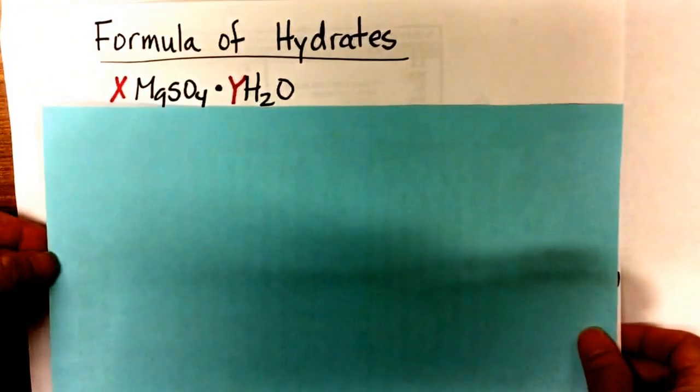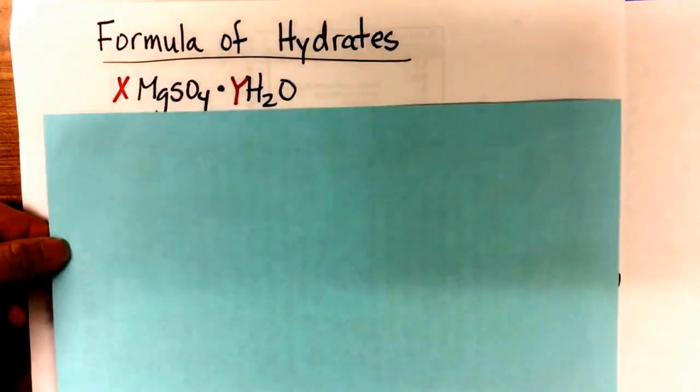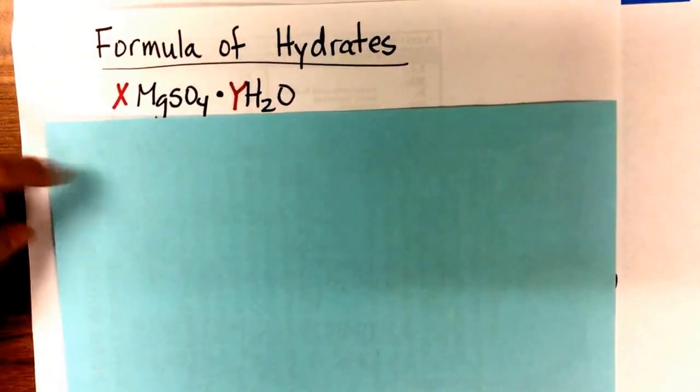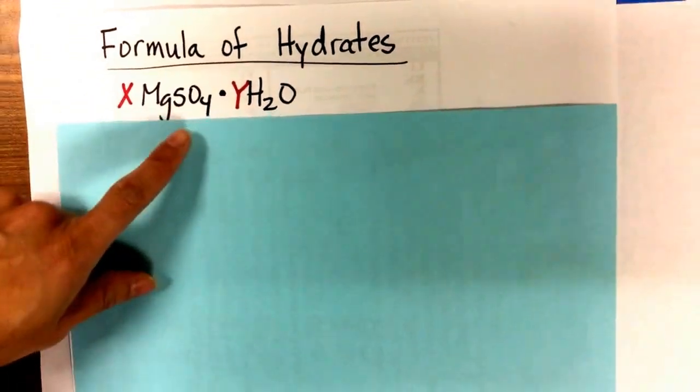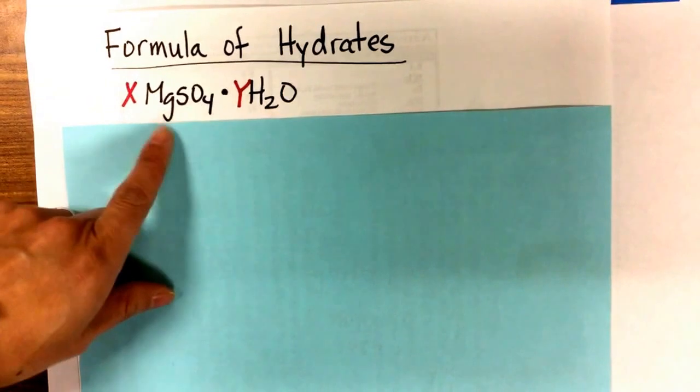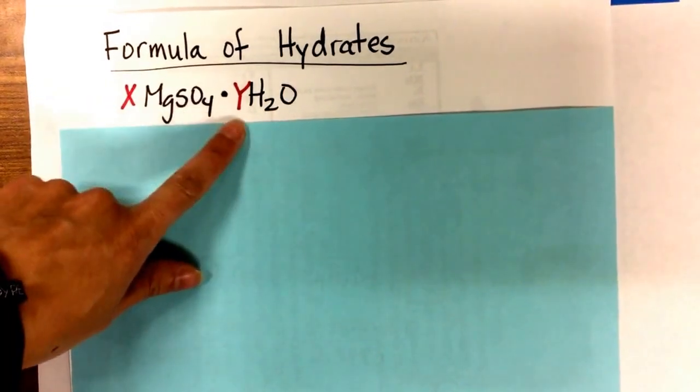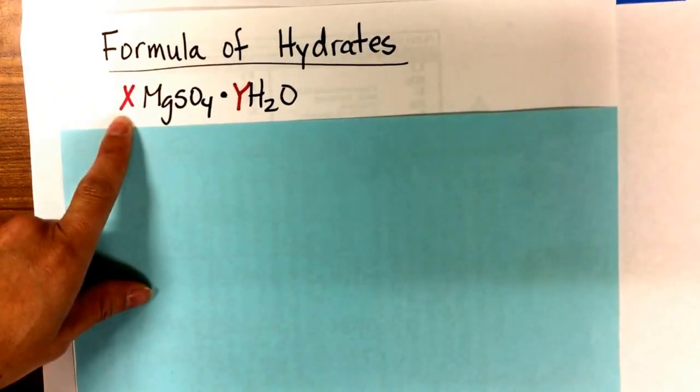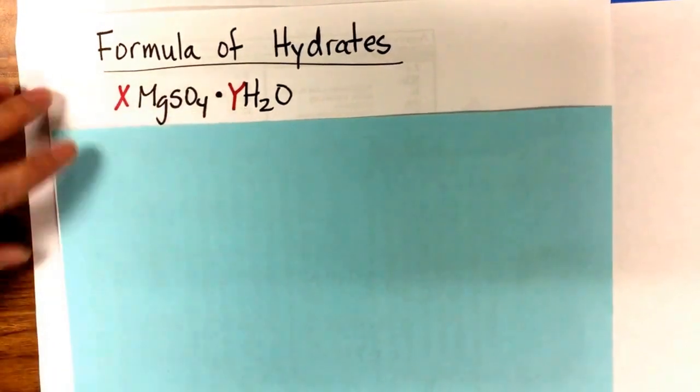So let's work our way through this problem. I wrote it all out as a way to kind of pace you through if you need to. So we're finding the formula of our hydrate, and our hydrate looks like this. It's got magnesium sulfate and it's got water attached to that. There's X and Y. X is the moles of magnesium sulfate, Y is the moles of water.